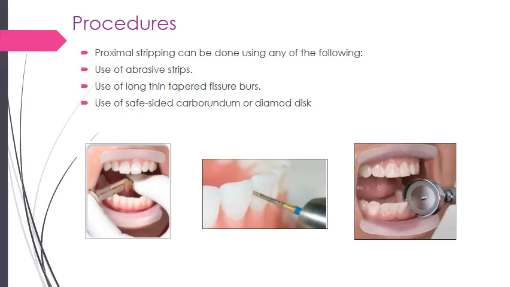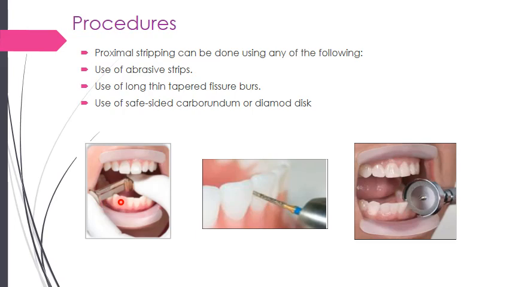They can be localized, where the stripping is performed only for a few teeth, especially the upper or lower anteriors, or generalized, when the stripping is carried out for all the teeth. But care should be taken that not more than half the thickness of enamel is reduced from a side of the tooth. The proximal stripping can be done using any one of the following, such as abrasive strips.